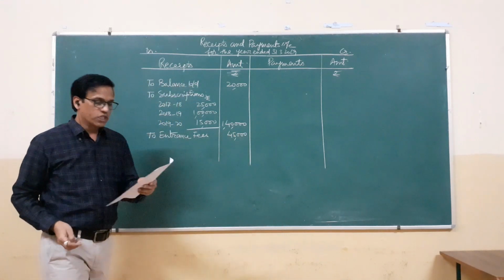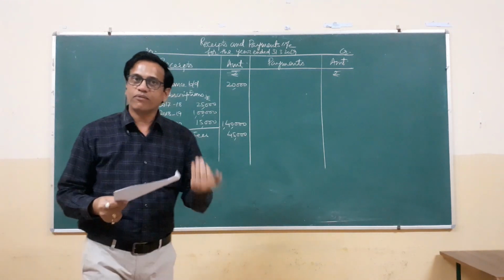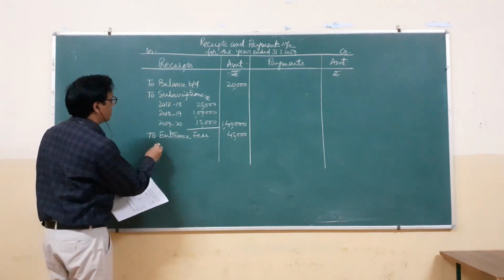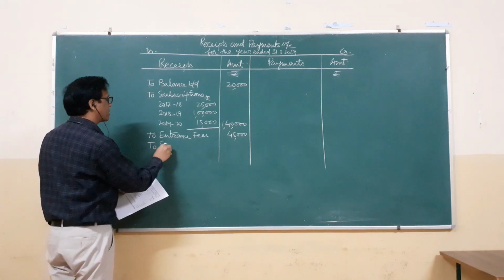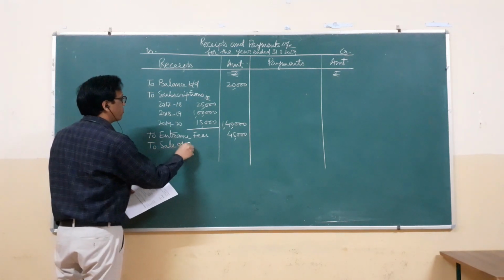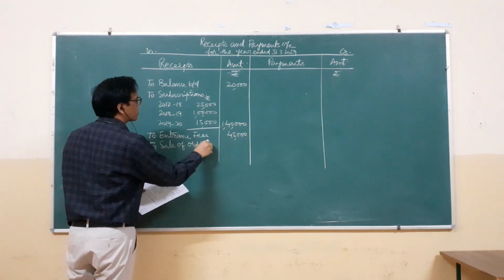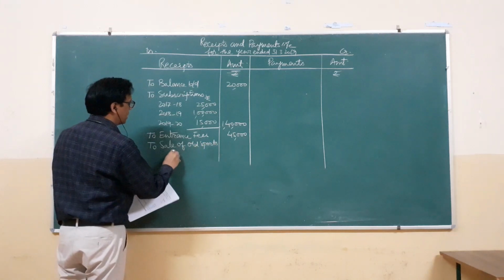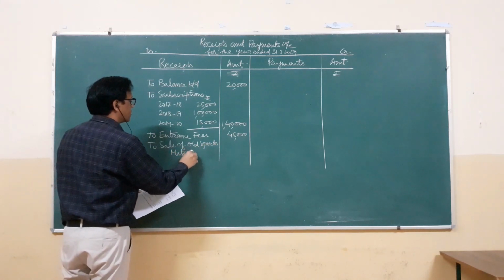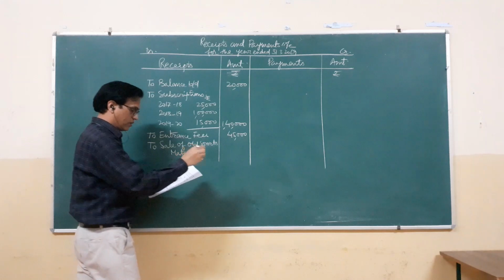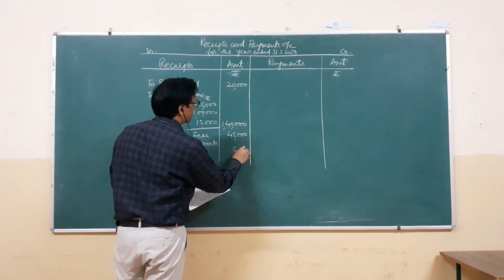Then sale of old sports material. If we sell something, then we receive cash against that. So money is received here. Again, debit side to sale of old sports material. And this is 5,000 we have received.